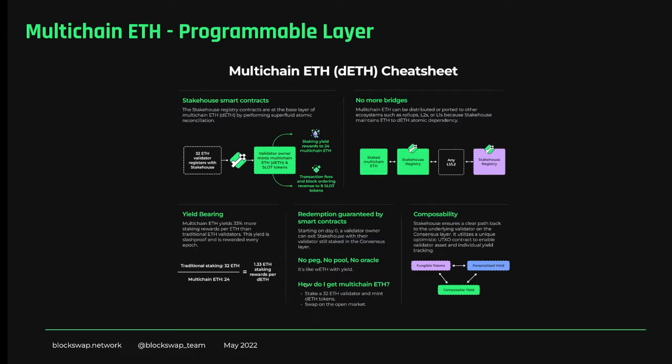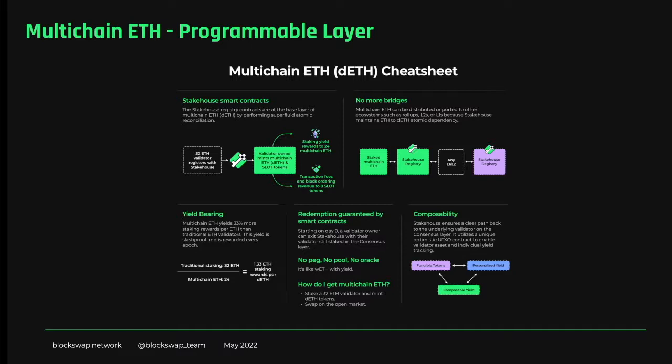I really like that line. It's like wrapped ETH but with yield. And so if there is any loosening of price parity of ETH to dETH, multi-chain ETH, there's an arbitrage opportunity, and you can exit, rage quit Stakehouse protocol, and you still retain ownership of your validator staked on the consensus layer. And so those are the options you have with that.